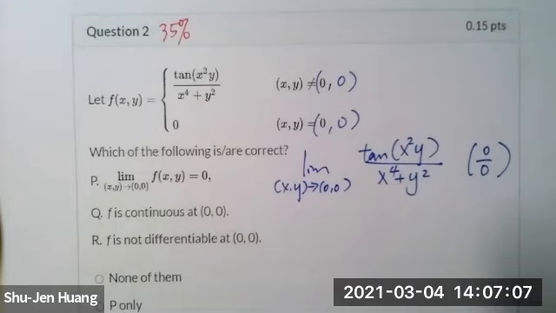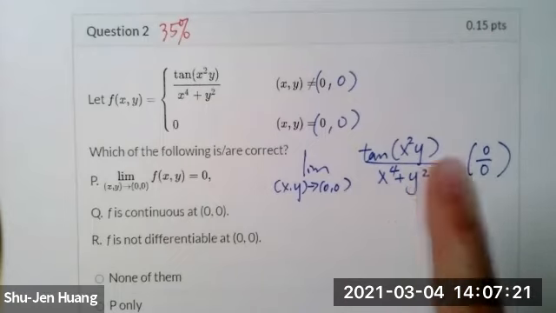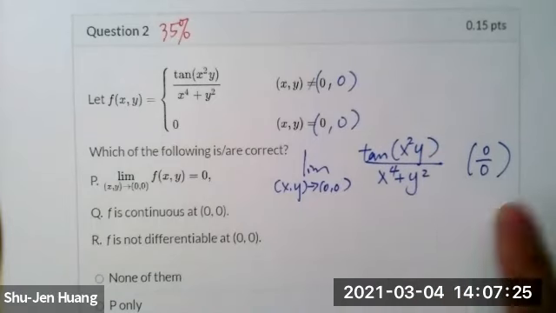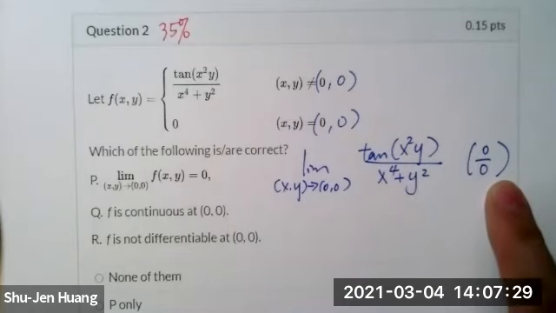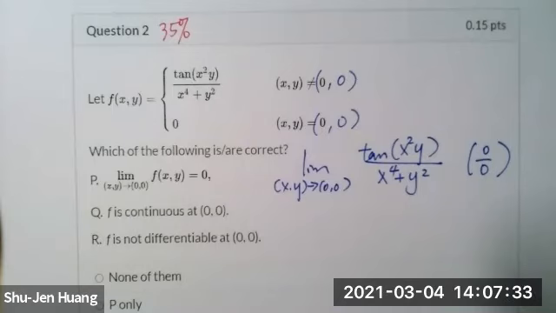Okay, so when we have a 0 over 0, can we do L'Hopital's rule? Can we do the L'Hopital? Not on a function of two variables. That's correct. L'Hopital's rule only works for the indeterminate quotient when we only have one variable. When we have two variables, we cannot do L'Hopital's rule, okay?